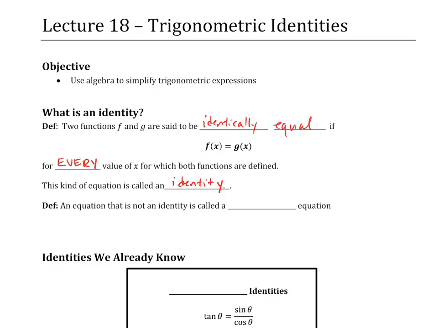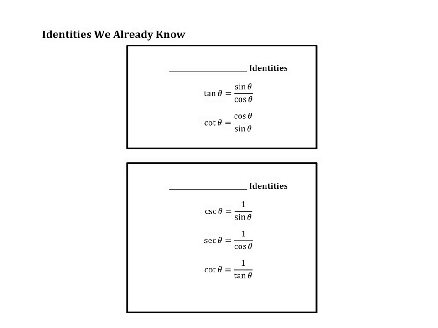An equation that is not an identity, one that is true for only specific values of the variable and not for every value, is called a conditional equation. Of course, this is not the first time that we've looked at identities. We have a handful of identities that we've used to solve problems earlier.